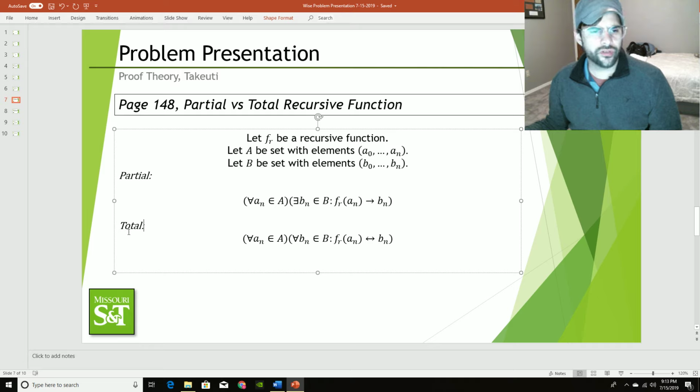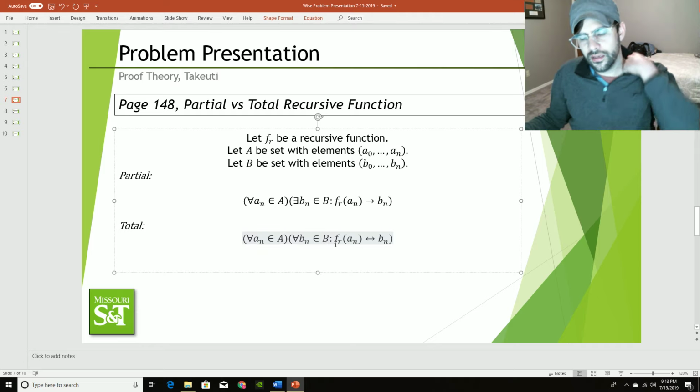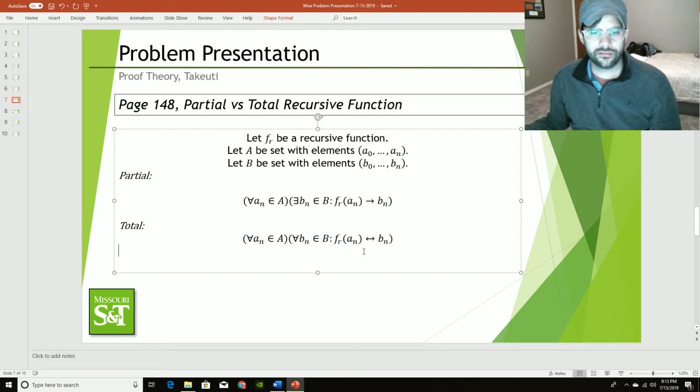So that's very different than the total recursive function, which is for all An in A and all Bn in B, right? Then such that there is a recursive function that maps An, right? You put An into the function and it maps to Bn, or you can go Bn back to An. So double arrow for all Bn. That's the difference. You're getting 100% of the variables from A to B, and then from B back to A.